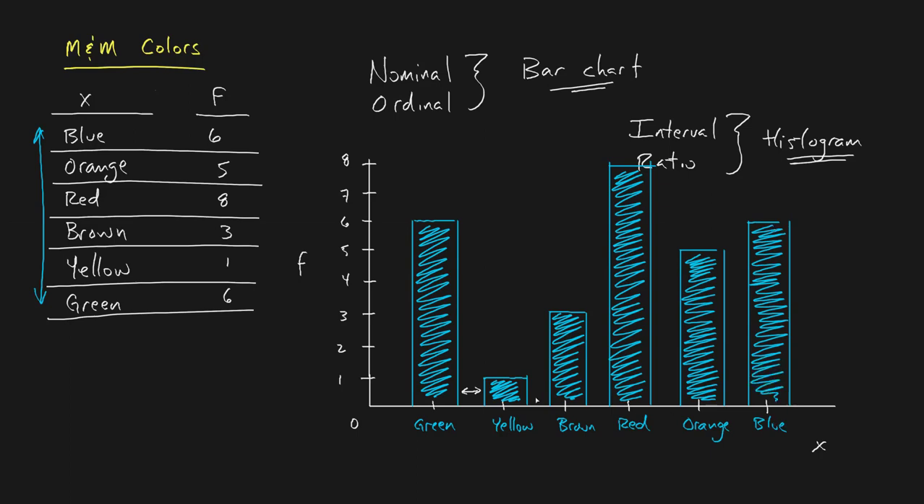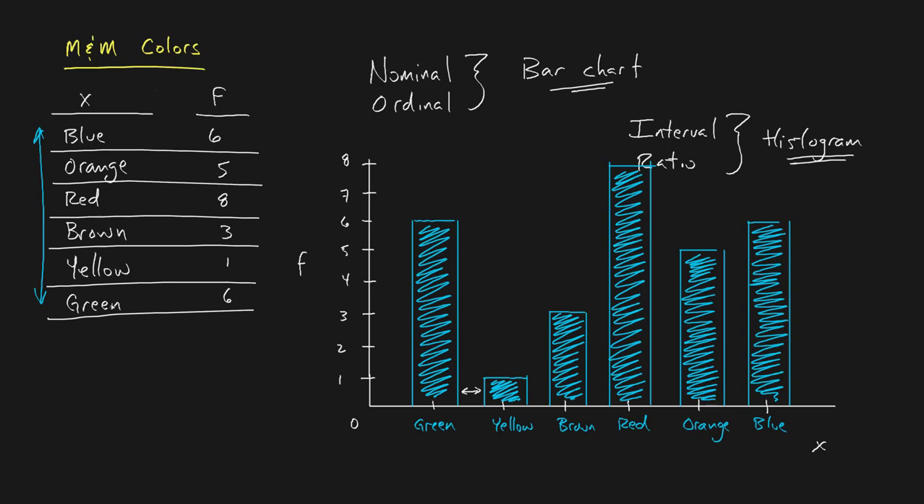Okay, so what's the deal with the gaps? Why do I need to have these gaps? Well, the main reason is there is no particular logic to the order that I've written my categories in. For example, I chose to make green the first category that I put onto my bar chart, and then yellow, and then brown, and then red, and so on. Why did I do that? No particular reason. I just happened to write down green first.